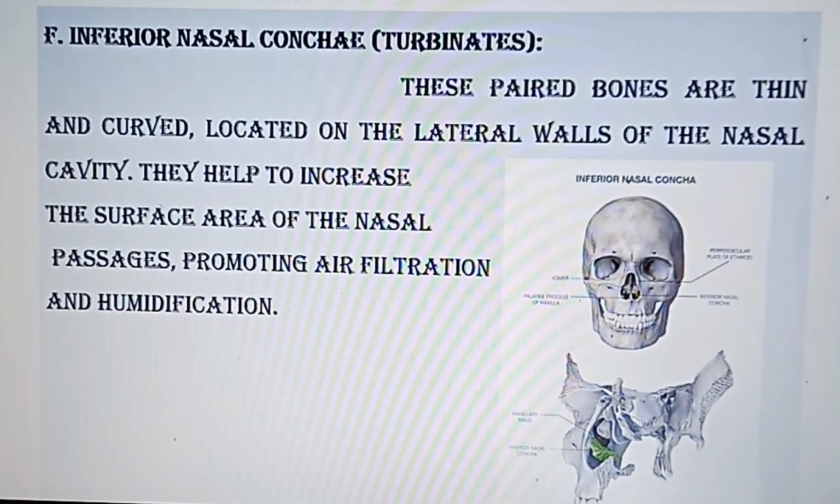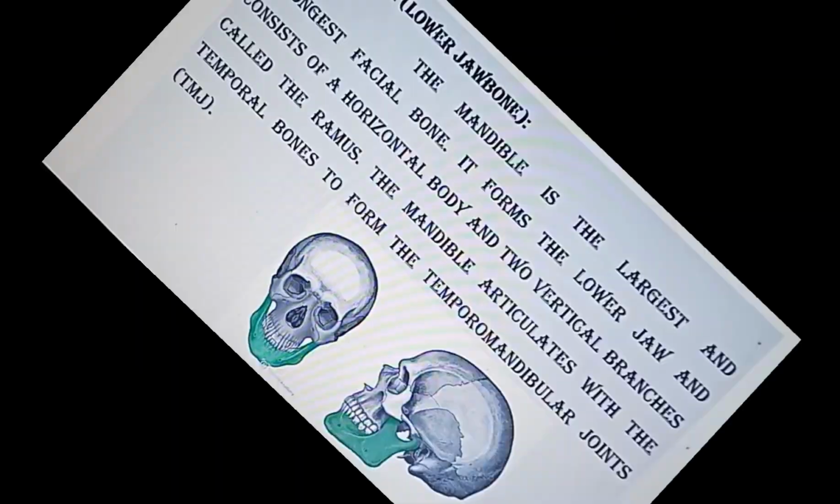Inferior nasal conchae, turbinates. These paired bones are thin and curved, located on the lateral walls of the nasal cavity. They help to increase the surface area of the nasal passages, promoting air filtration and humidification.